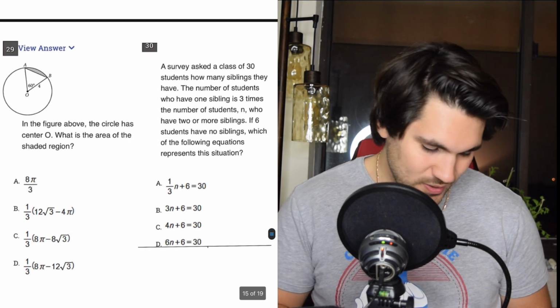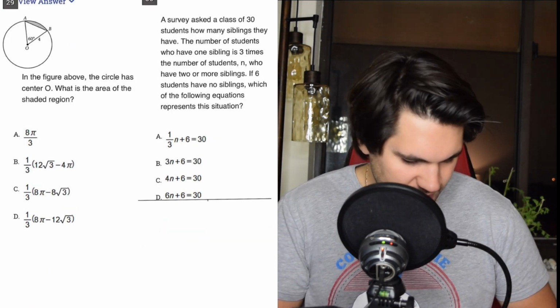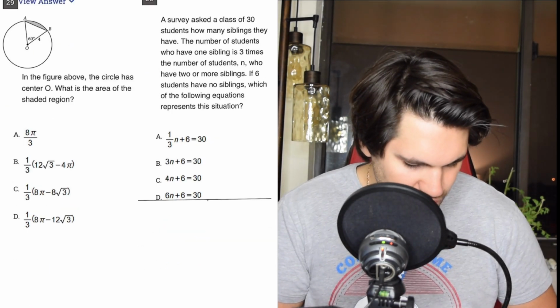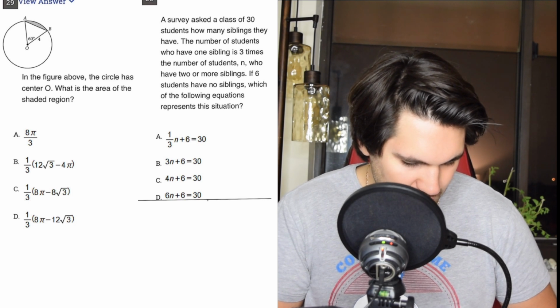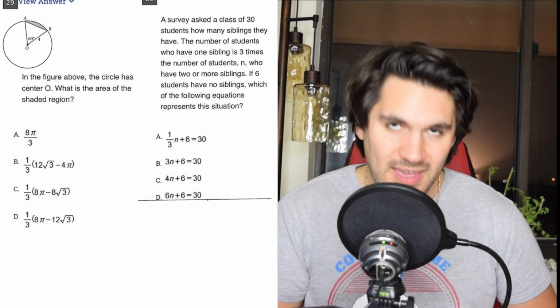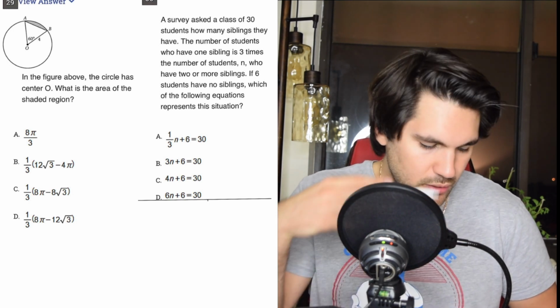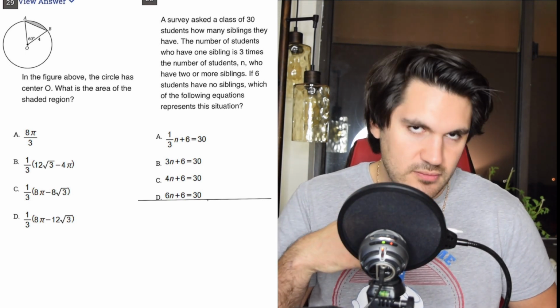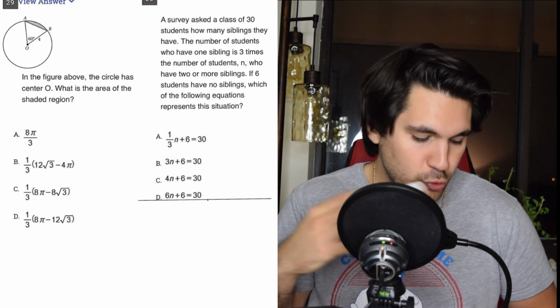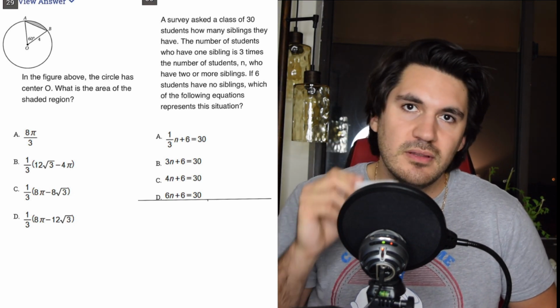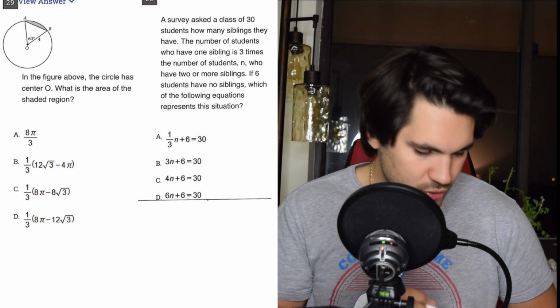Next is number 29. We've got the circle and we have a weird shaded region. The question is asking, what is the area of the shaded region? Well, the way you get the area of the shaded region is basically you have to take the area of something that you know and subtract the area of something else you know, like a normal shape, and then you'll be left with the weird shaded region portion.